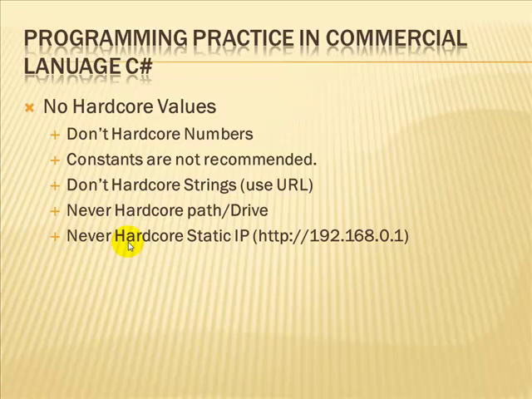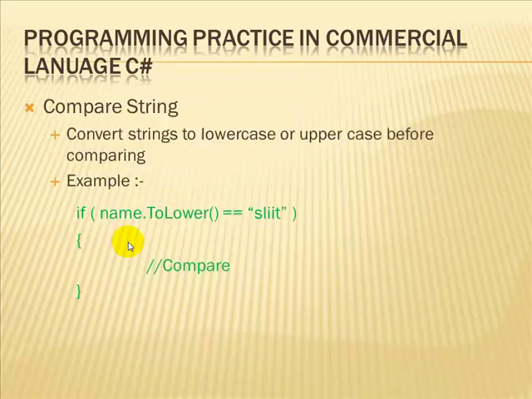Never hard code a static IP into your program. Try to use a DNS name or a URL, or configure it so you can change it in the future. If you hard code it in your code, it will be very hard to change from server to server. We will now look at the best practice for comparing strings.